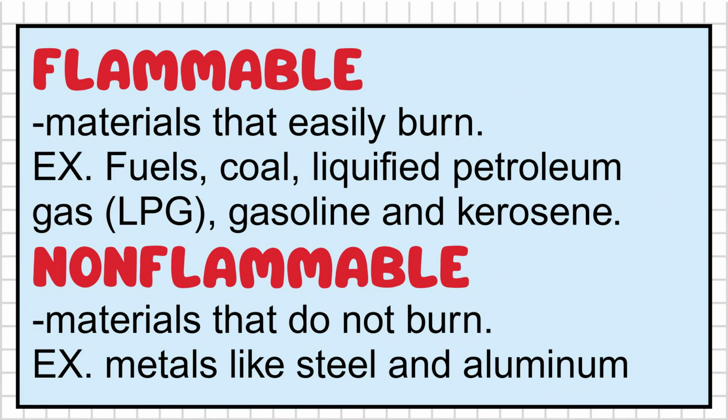Flammable materials are materials that easily burn. Example: fuels, coal, liquefied petroleum gas, LPG, gasoline, and kerosene. On the other hand, non-flammable materials are materials that do not burn. Example: metals like steel and aluminum.